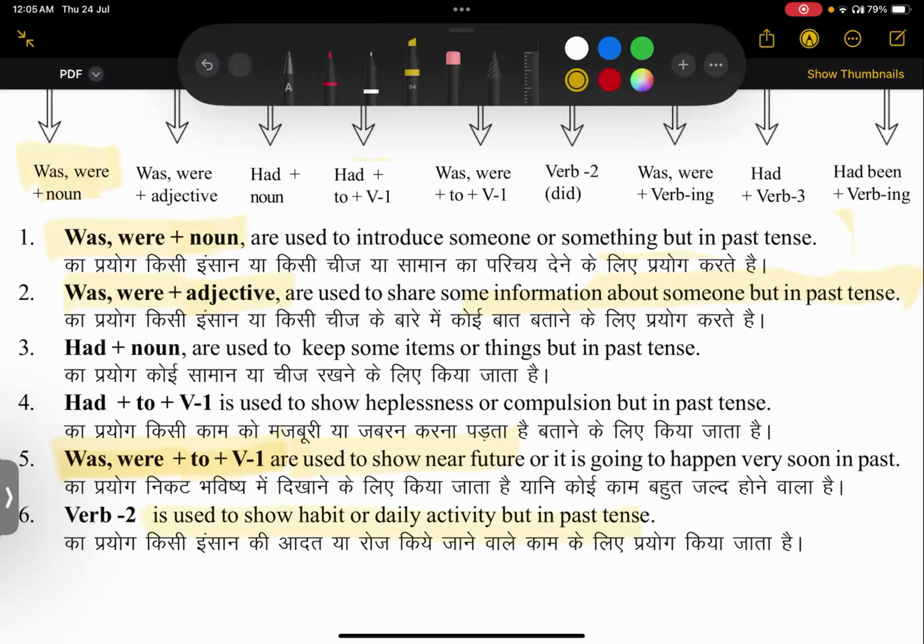Well, I'm going to tell you some examples so that you may understand well. First example, मैं एक डॉक्टर था. I was a doctor. मैं शरीफ था. I was decent. मैं आने वाला था. I was to come. मैं जाने वाला था. I was to go.